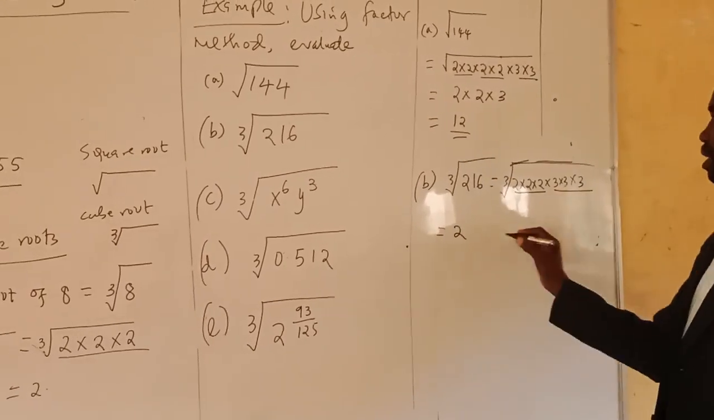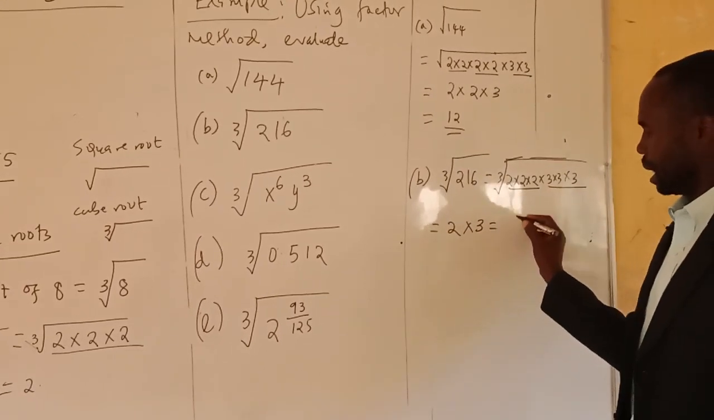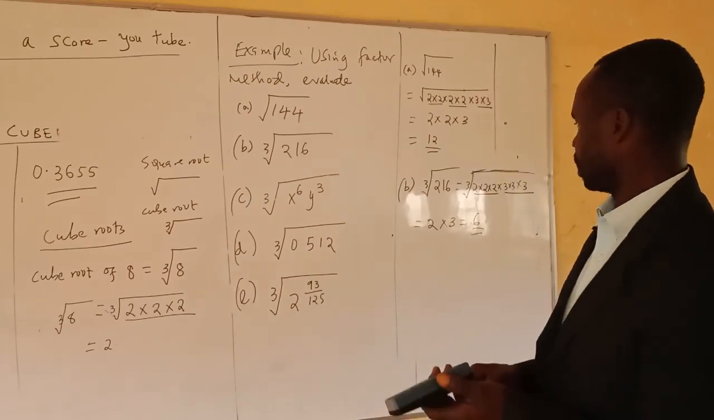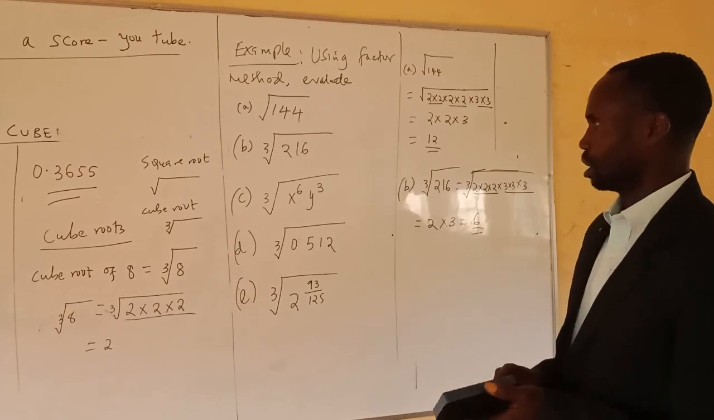We have 3 of them. We write 3. And the answer is what? 6. If you multiply 6 times 6 times 6, the answer is 216.